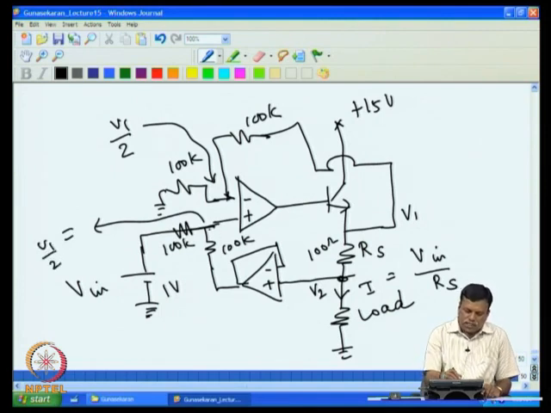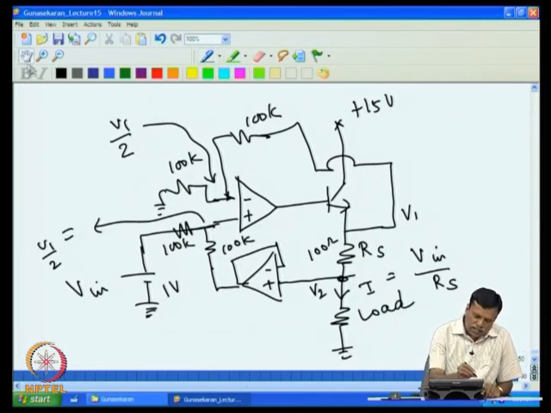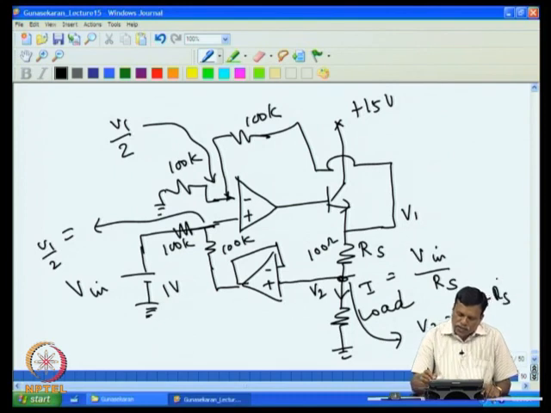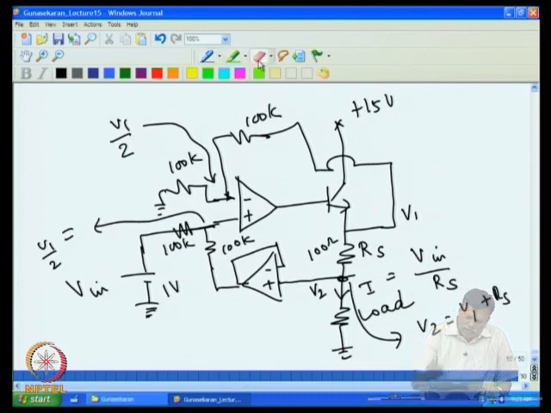But then what is the voltage at this point? Because there are two contributions for the voltage at this point. One is from this input, another is from the voltage at this point. So if some current is flowing through this, then we will say voltage V2. So what is the voltage V2 we can write? We can say V2 is V1 minus Rs into I.